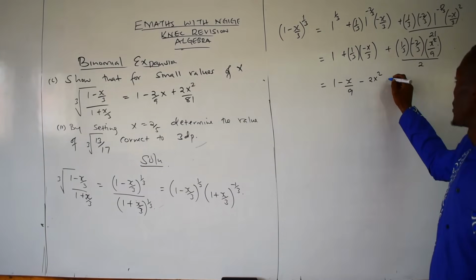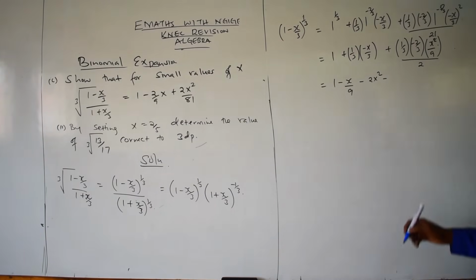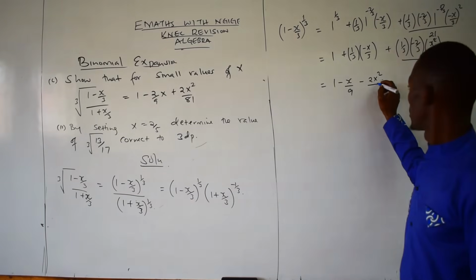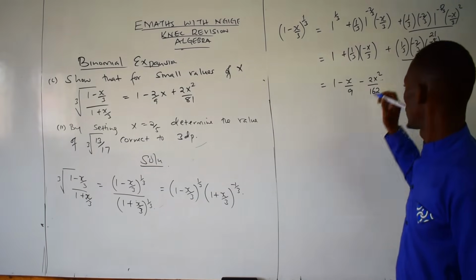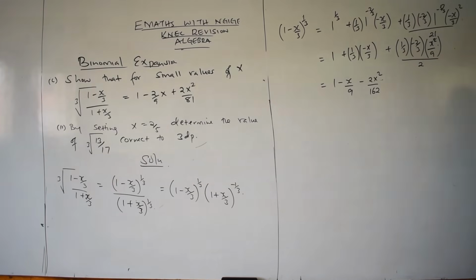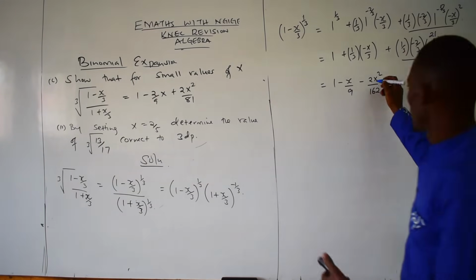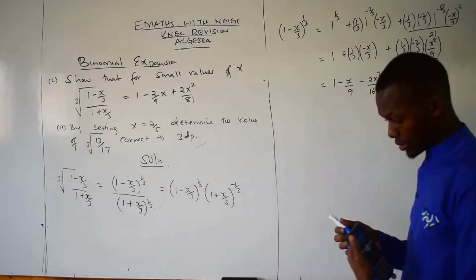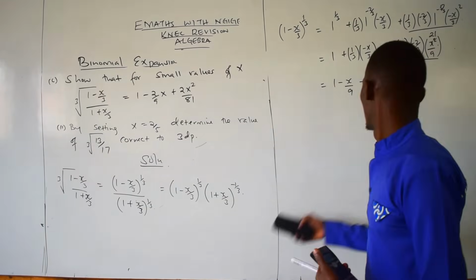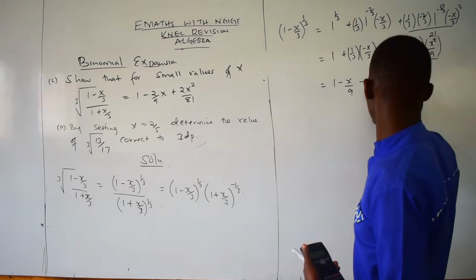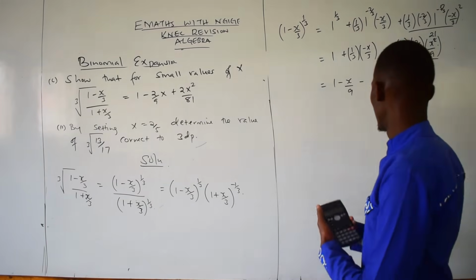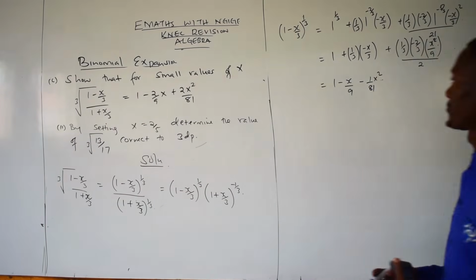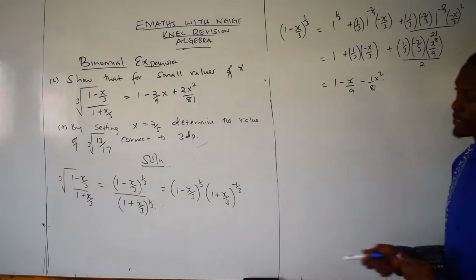So we shall have, it will be negative, remember. So we have that term. You can simplify this by 2, 1 by 2 goes into 81, so this one simplifies to become 1 over 81. Now we go to the second term.